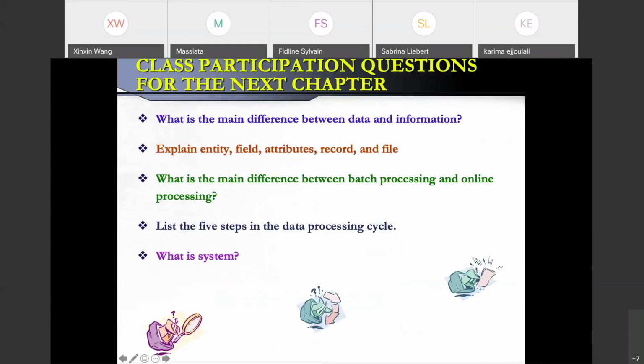We also have some questions for the next chapters, and you guys can base on these few questions how you prepare for the quizzes. Every class I'm going to have this slide, and it is oriented to the quizzes. So you guys better take notes or whatever and be prepared for the next class, okay?